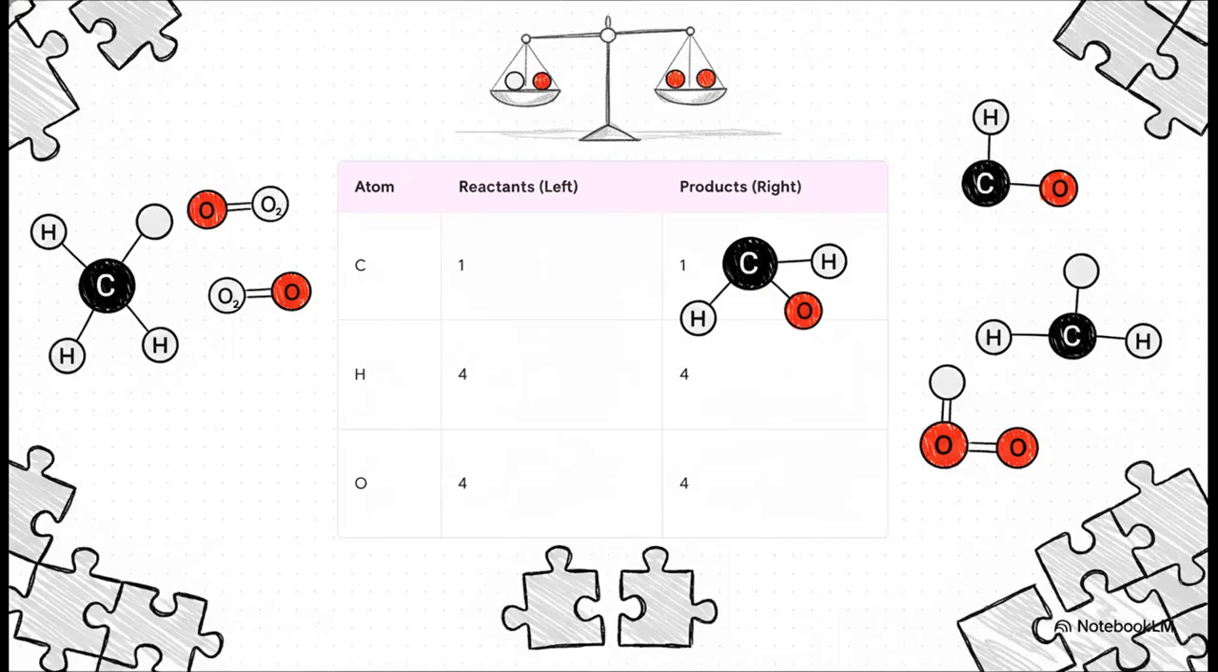So did it work? Let's do a new inventory check. Let's see. Carbon, 1 and 1. Check. Hydrogen, 4 and 4. Check. And oxygen? Let's see. 2 times 2 is 4 on the left, and over on the right we have 2 plus another 2. That's 4. Yes, 4 and 4. It's perfectly balanced. The puzzle is solved.